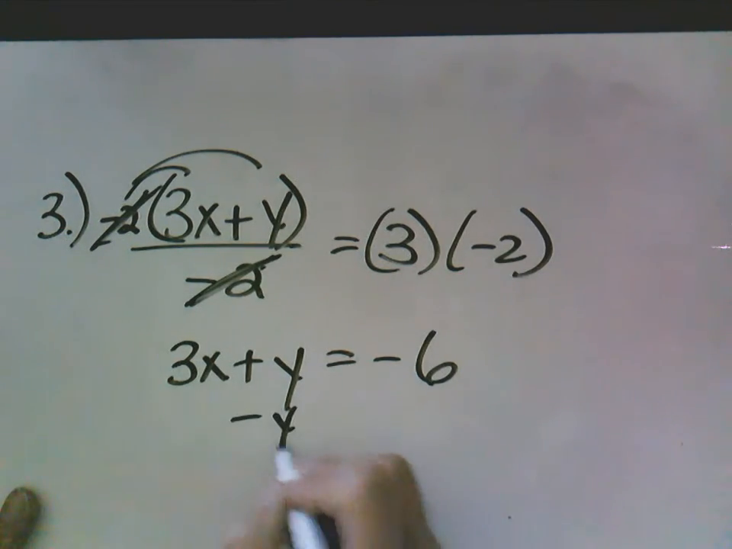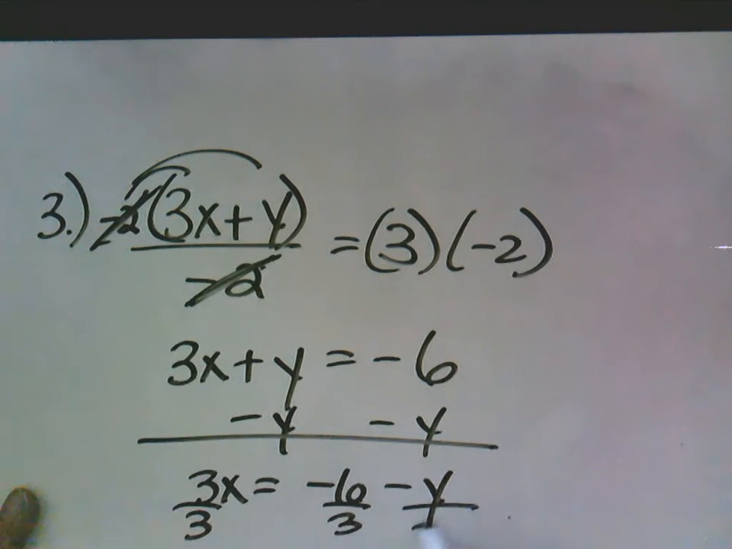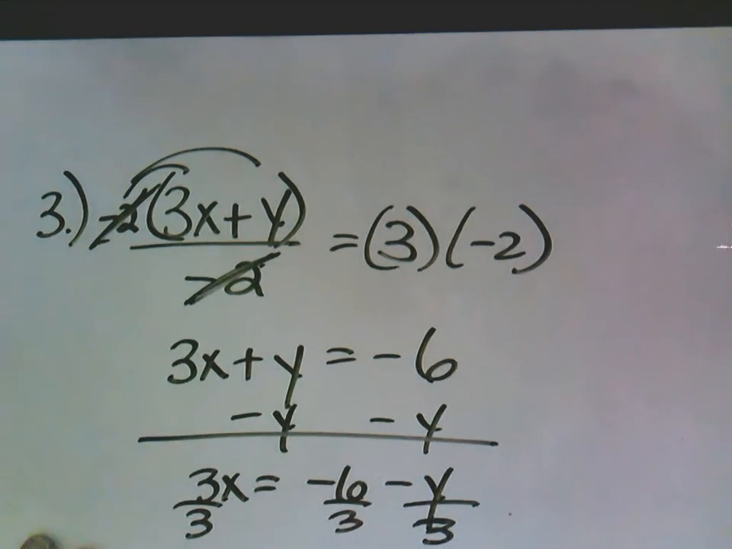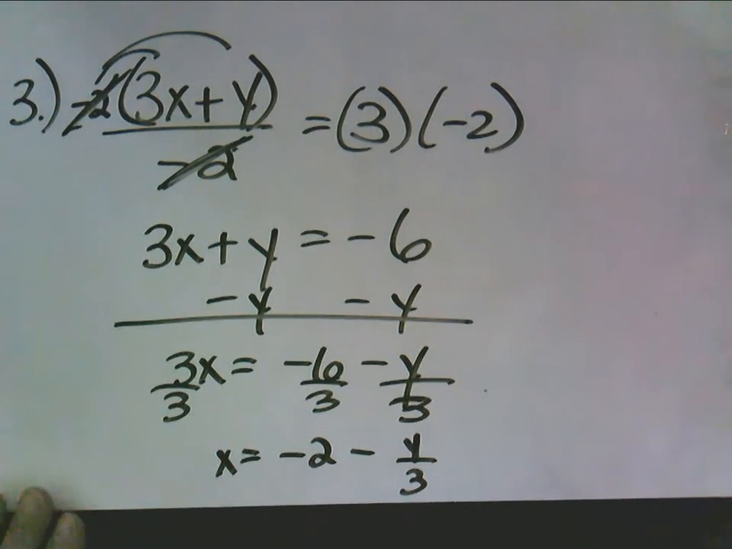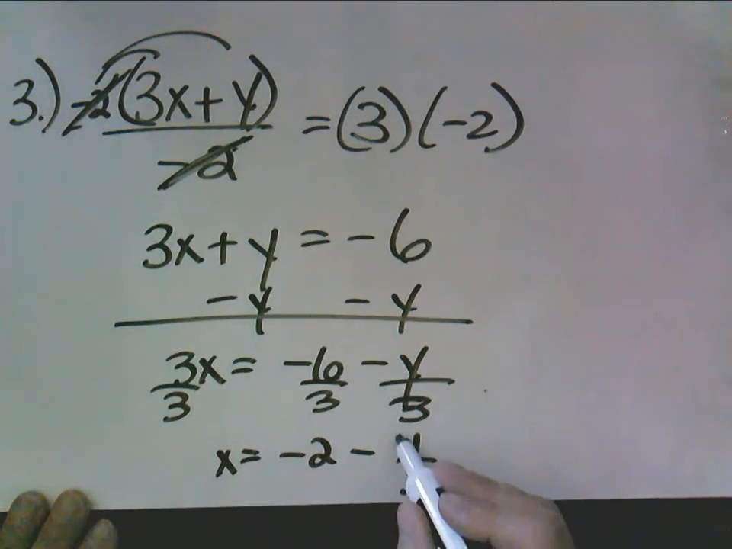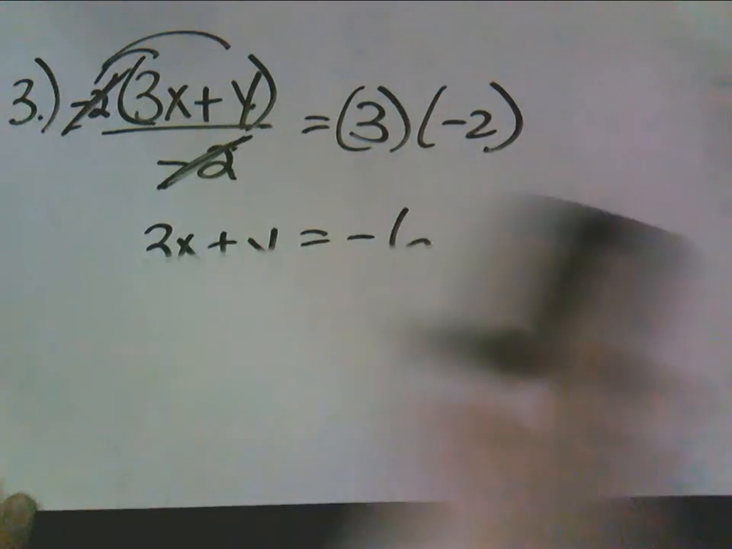I'm solving for x, so I subtract y. I get 3x equals negative 6 minus y. Now I divide by 3, divide by 3, divide by 3. X equals negative 2 minus y over 3. Move that up. And that is your answer. This is a y, not a 4. Okay, so now stop the video and you try 4, 5, and 6 on your own. Remember, get rid of those fractions.